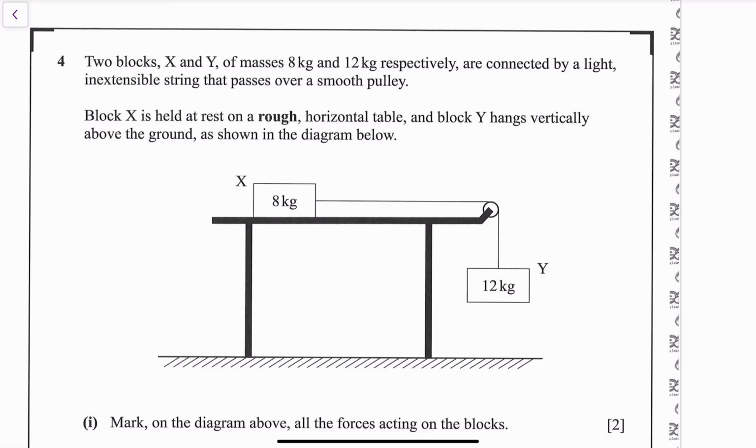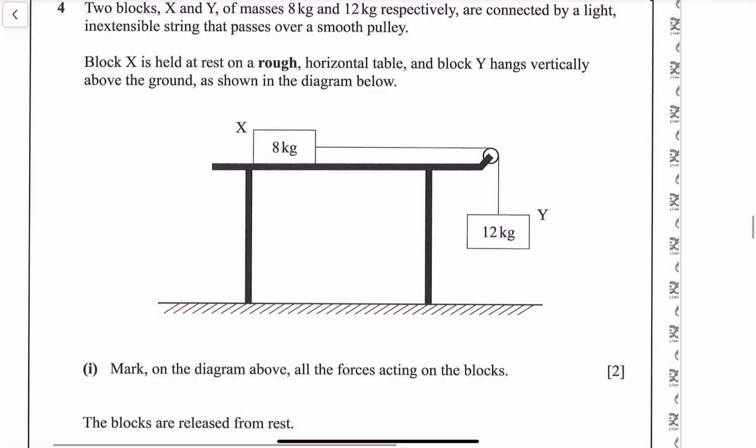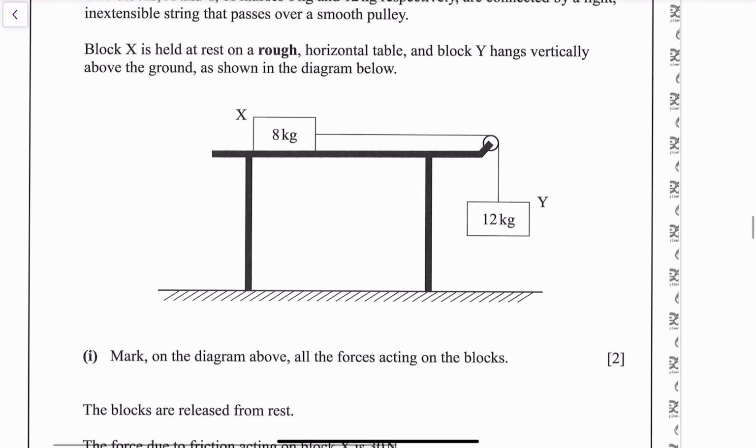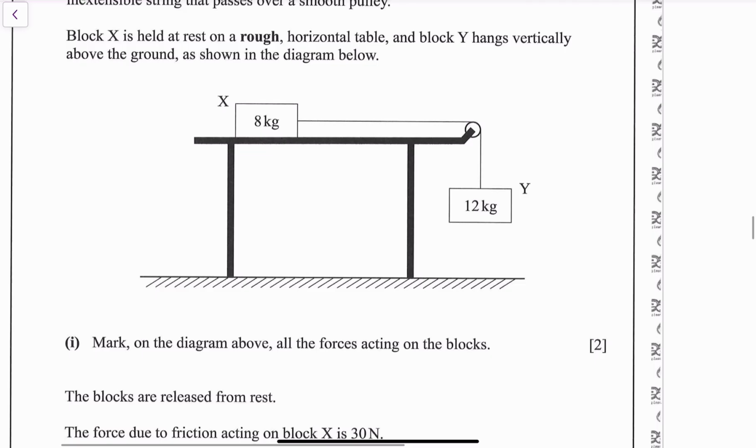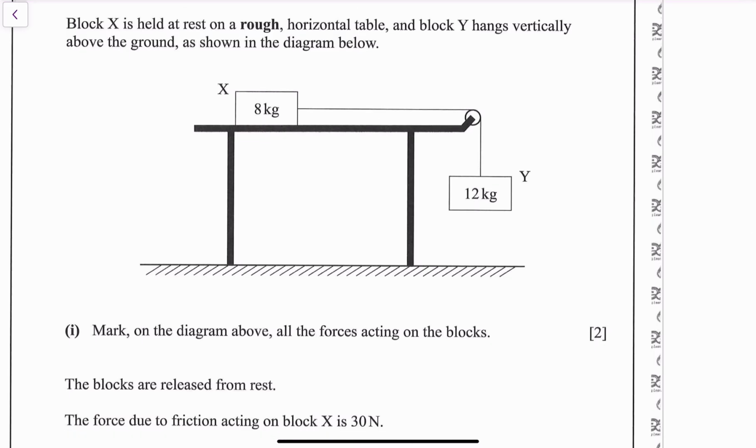Now we've got question 4, which says 2 blocks, X and Y, of masses 8 kilograms and 12 kilograms respectively, are connected by a light inextensible string which passes over a smooth pulley. Block X is held at rest on a rough horizontal table. Block Y hangs vertically above the ground as shown in the diagram. Mark on the diagram all the forces. We don't really know this friction, so I'm just going to write FR for friction. You're going to have a tension here, and a tension here. You're also going to have an equal and opposite tension at those pulleys, which I think actually comes into play in this question. And strictly, all the forces acting on the blocks.